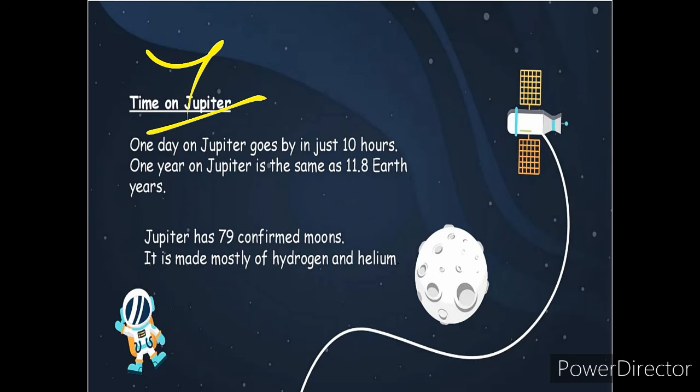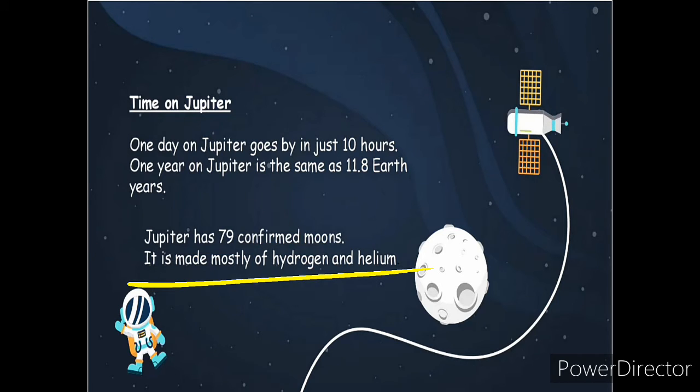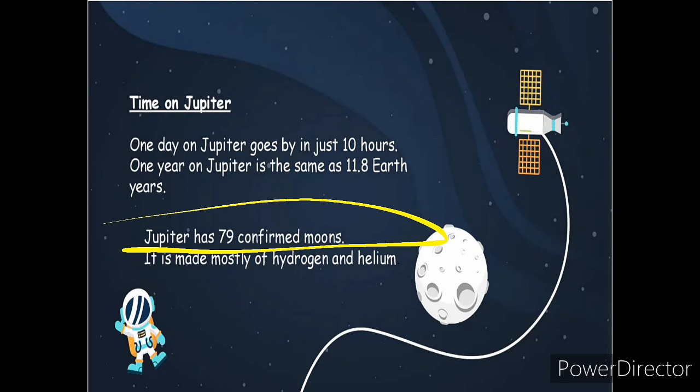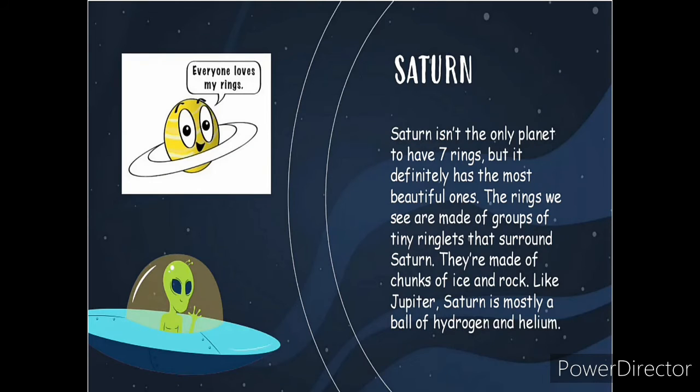Jupiter has 79 confirmed moons, and it is made mostly of hydrogen and helium. There can be more also, but our scientists have only recognized 79 moons. Next planet is Saturn, which is having rings.